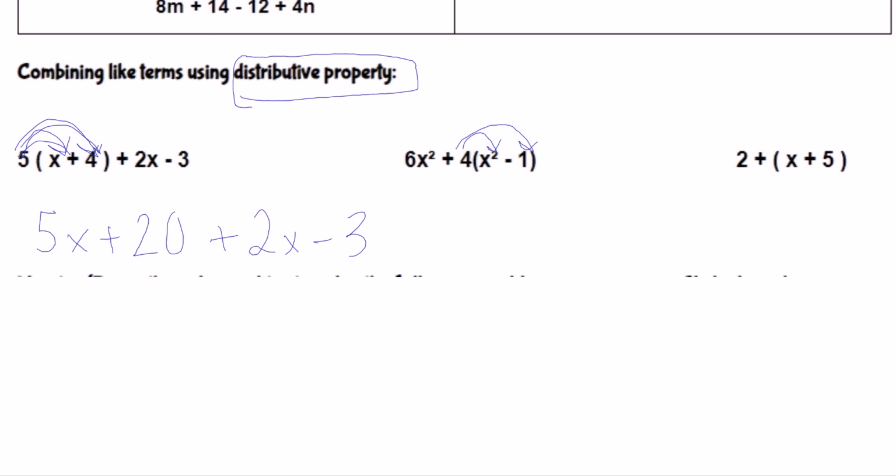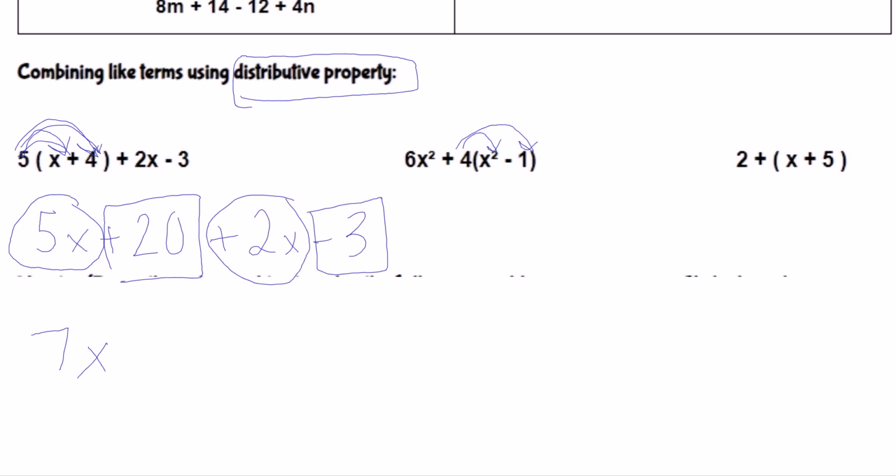Now we can combine these, and we can combine these. So let's do what's in the circles first. We have 5x plus 2x, that would be 7x. And then you have plus 20, so a positive 20, and a minus 3. You always have to be careful if it's addition or subtraction that's attached to it. So in that case, you'd be 20 minus 3, which is 17. So that's your simplified answer for this one.